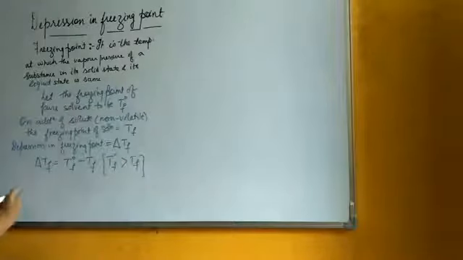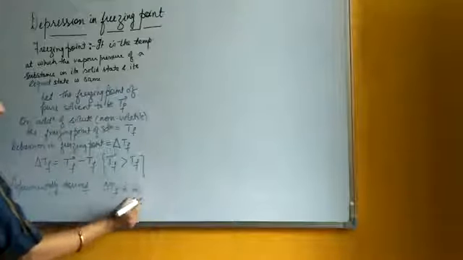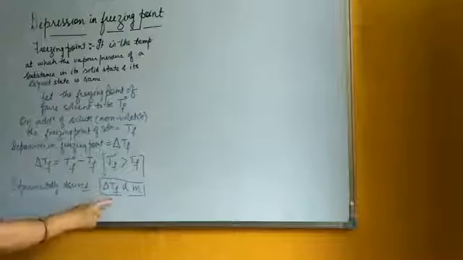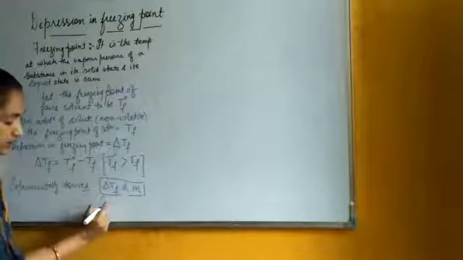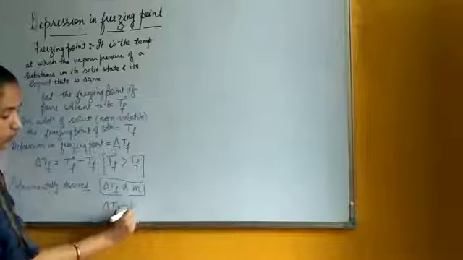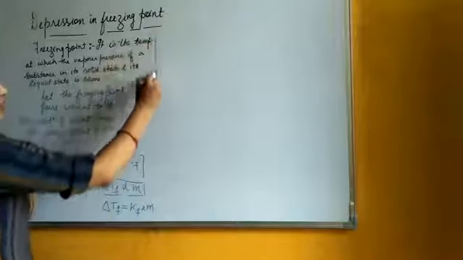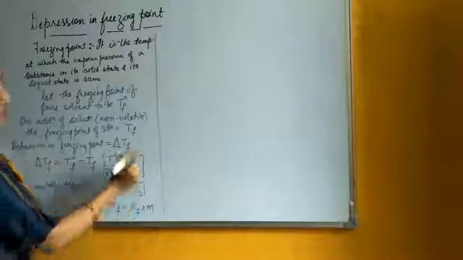Now, experimentally it is found or observed that delta Tf is directly proportional to the molality term. It is proportional to molality, right? So if we remove the proportionality sign, we get delta Tf equals Kf into m. Here, the delta Tf is proportional to the concentration term.